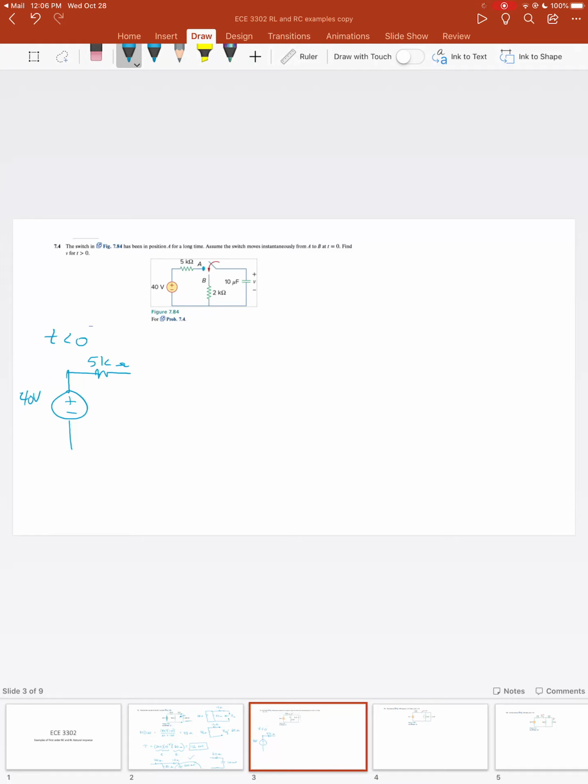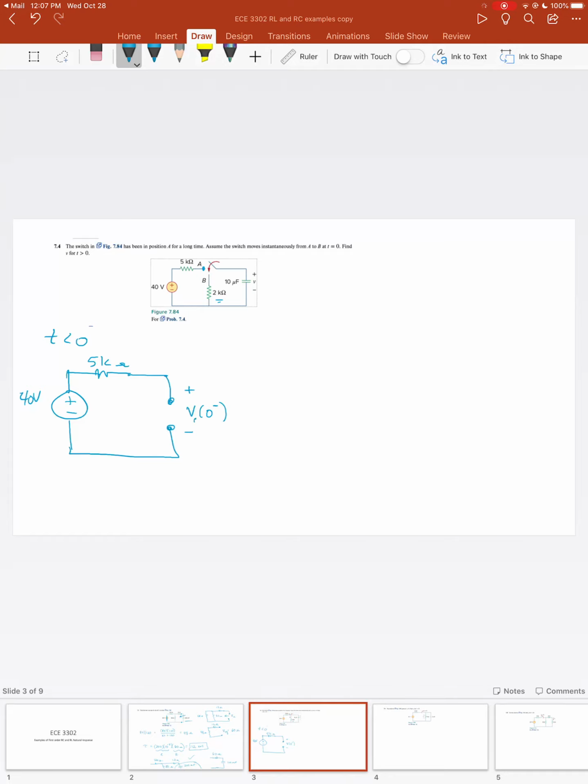5 kiloohms. At position A, you'll notice that this 2 kilo ohm resistor is just dangling, so it actually doesn't enter the circuit. Now, because it's been sitting for a long time, the circuit appears to be DC. Remember we said after 3 to 5 time constants, the transient effects for RC circuits are gone. And so you basically then have a DC type situation. So capacitors look like open circuits under DC.